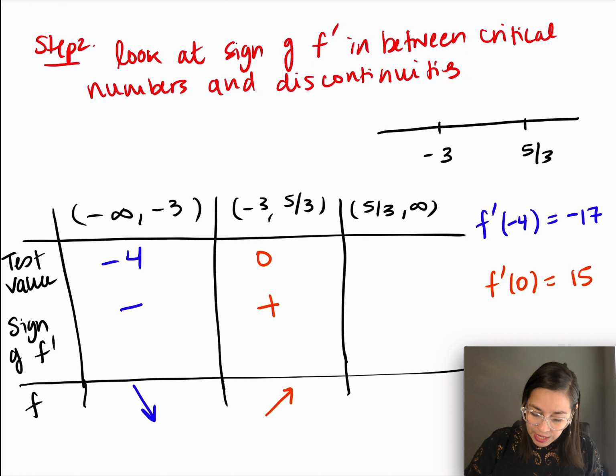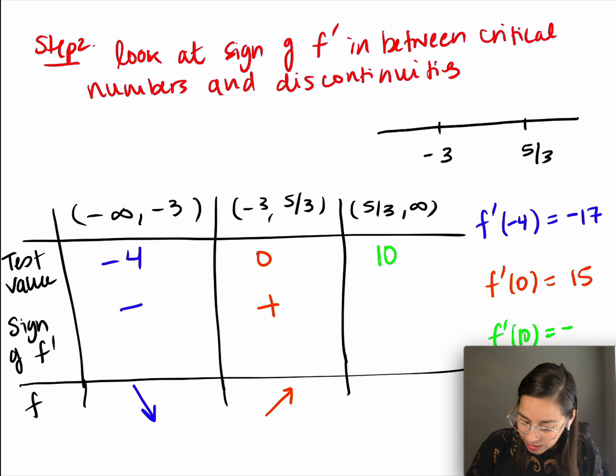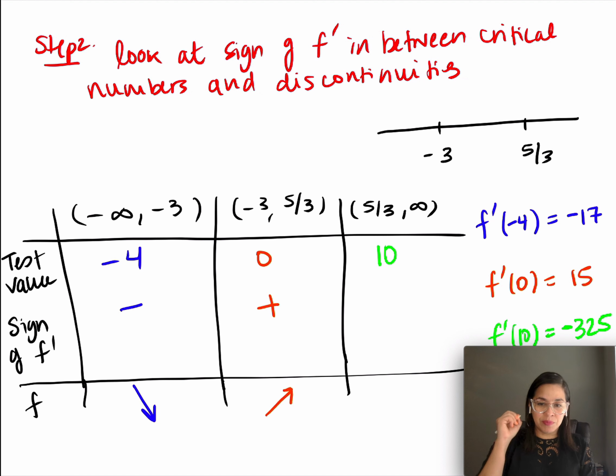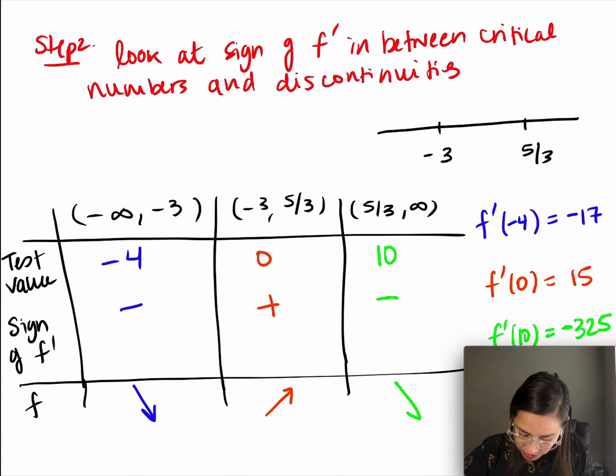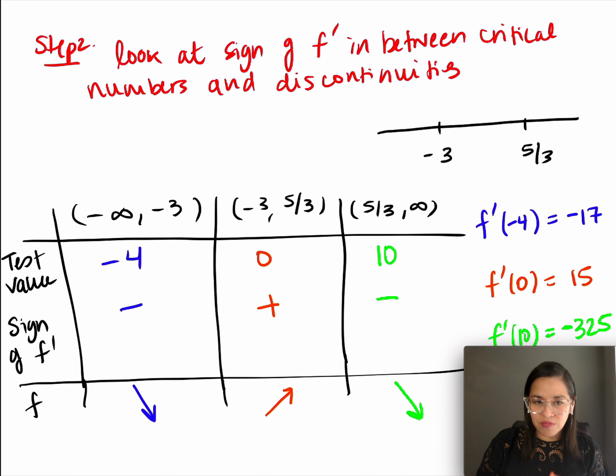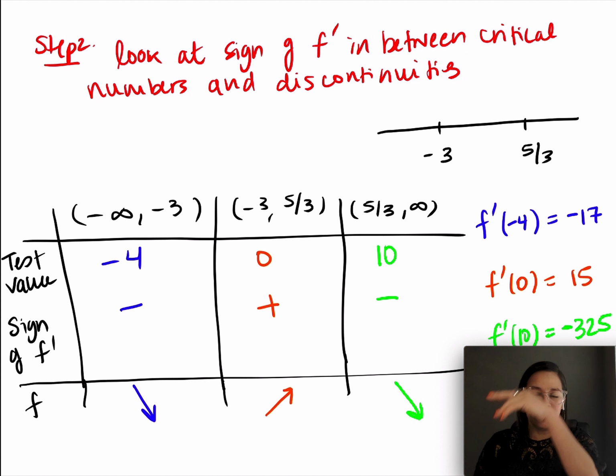Okay? And then I take a number in between 5/3 and infinity. So say, for example, I take 10. That's my favorite number. So if I do f prime of 10, then you get that this is negative 325. So I'm evaluating the derivative, okay? I'm plugging these numbers into the derivative. So I get something negative. The fact that I got something negative tells me that the function decreases. So I know that this function decreases and increases and decreases.